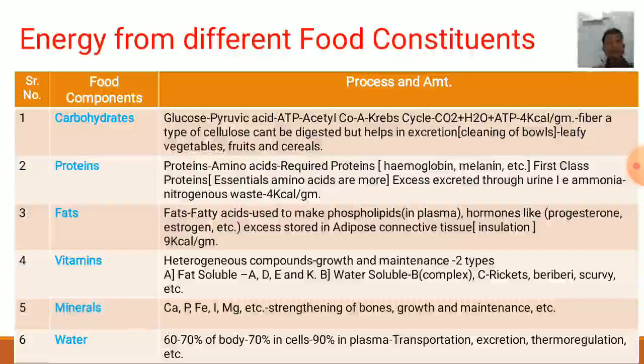What is the source of protein? What are they made up of? Proteins are macromolecules formed by bonding together many amino acids. Proteins of animal origin are called first class proteins. We get 4 kilocalories of energy per gram of protein.